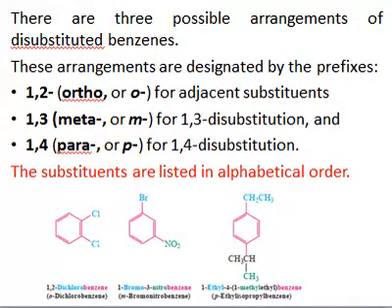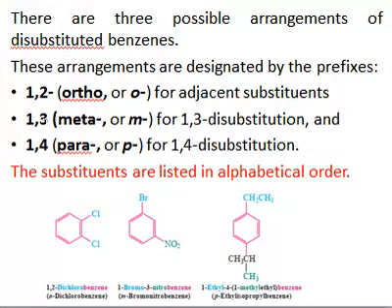We say these 2 chlorines are ortho to each other, and ortho is represented by an italic o. So whenever you see a small o written in italics, the 2 substituents being mentioned are ortho to each other. That means they have a 1-2 relationship.